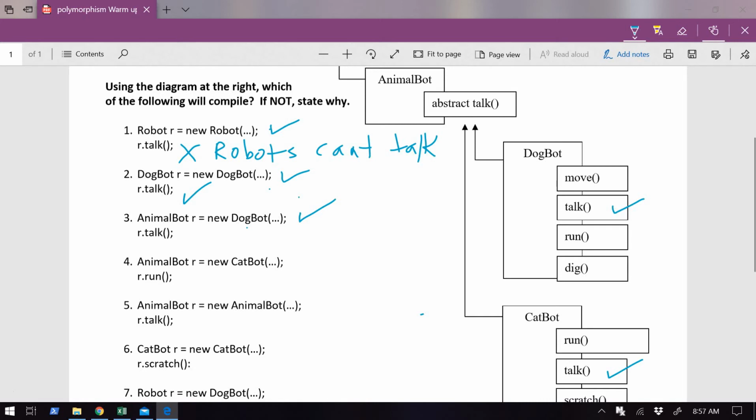And so number 3, this dog bot is good. It's polymorphic because we are overriding talk and we're overriding move. So this one I'm going to circle because it's polymorphic for the overriding of the talk and the move method. It's actually called true polymorphism because of the overriding of those two methods. And because of the override, the decision of which method to actually call occurs at runtime.